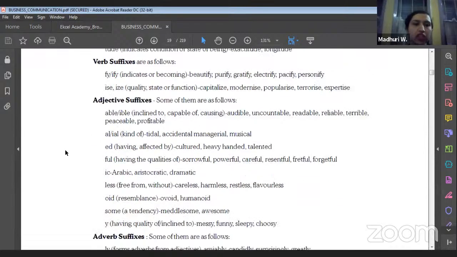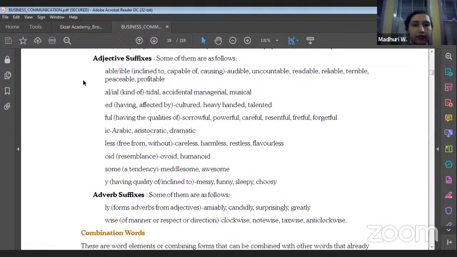Then you have adjective suffixes as well. Some of them are as follows: able or ible, inclined to, capable of, causing, like audible, unaccountable, right? Readable, reliable, terrible, peaceable, profitable. Then you again have ail and al, which is like tidal, musical. Ed is like having or affected by: cultured, heavy-handed, talented. Then you have ful, having the qualities of, like sorrowful, powerful, careful, forgetful.